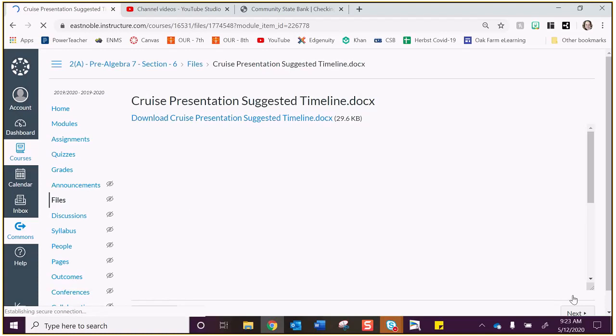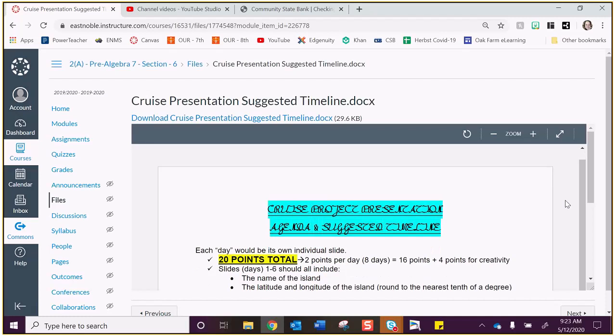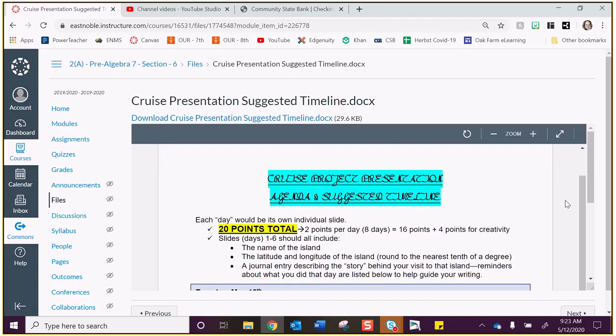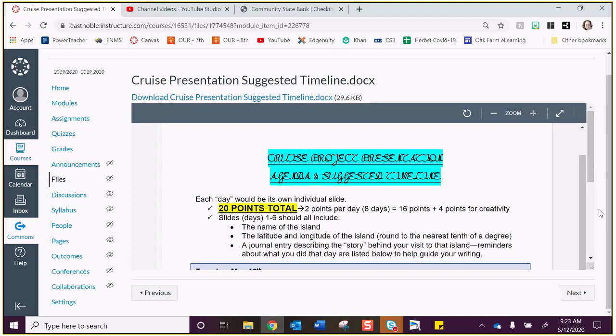Next, we have the suggested timeline, and this is in a Word document where we break it down by day. What we're going to cover right now is what you can do today to keep you on track. The purpose of this timeline is so that you don't find yourself working through Sunday night into Monday morning trying to get it done, and then it's not your best work.